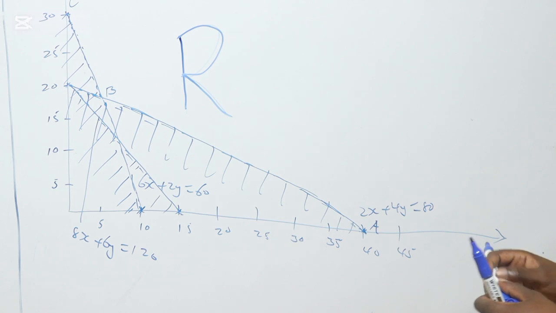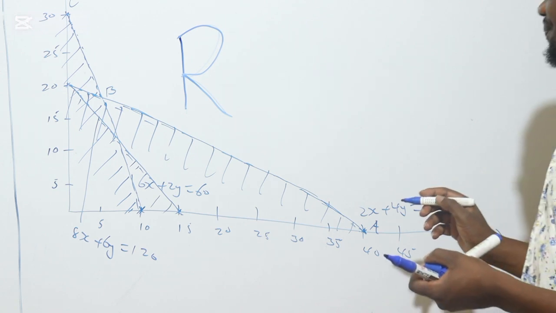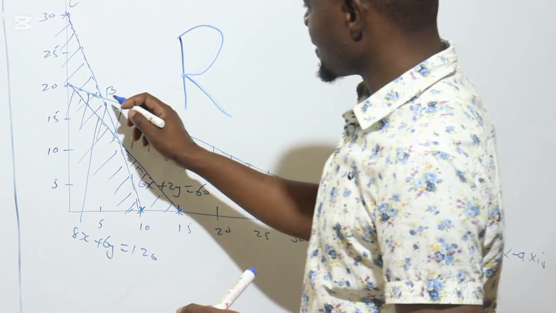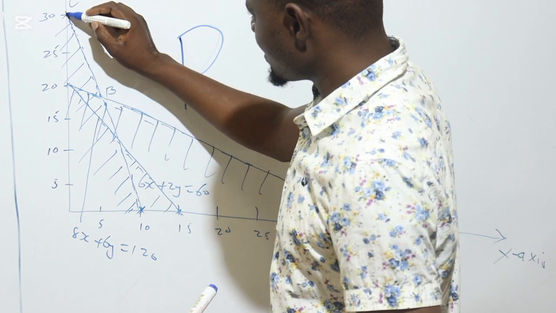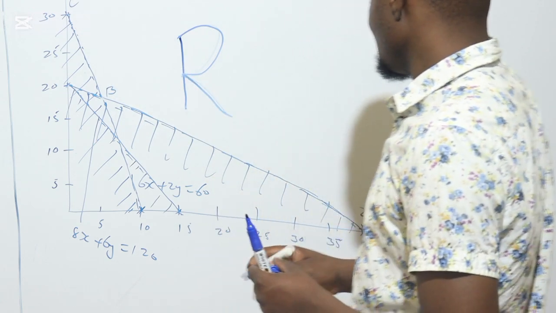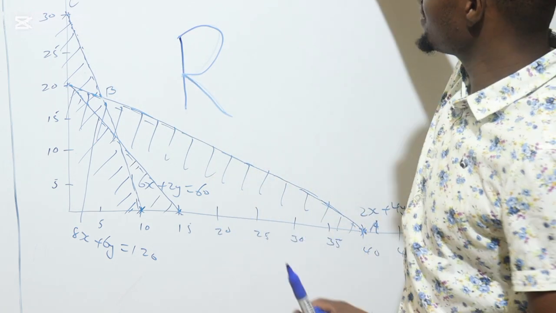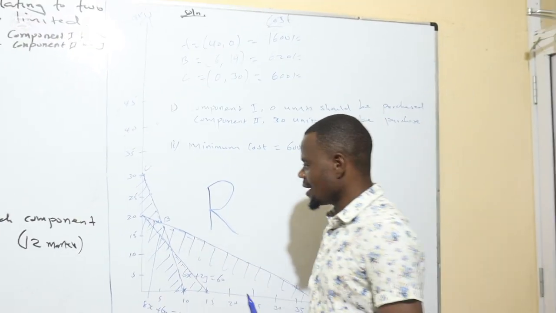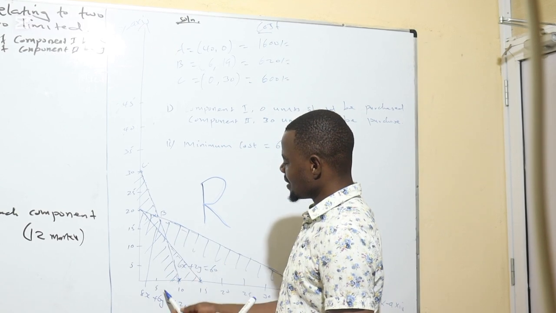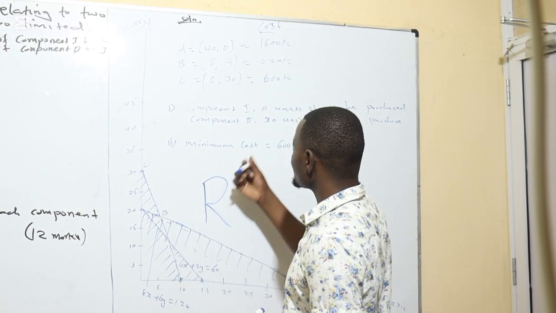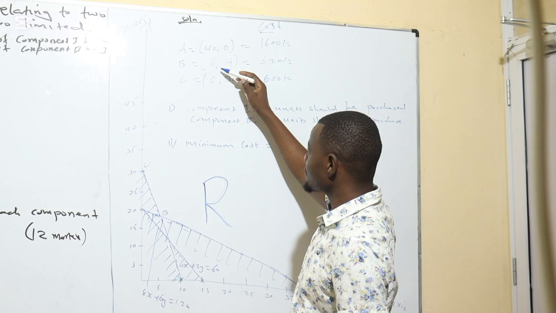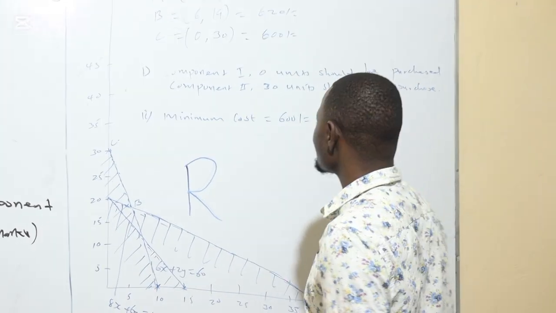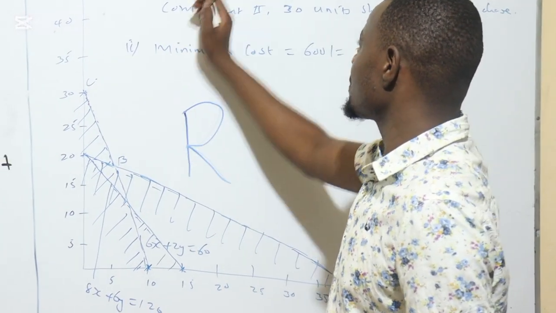Now let's find the corner points. The first corner is here. I've marked it A. This is the second one, B, and this is the third one, C. At A, the coordinate is 40,0. At B, I don't have a graph, so I've just estimated, but once you draw it, you'll find exact values in your graph. I've estimated it to be 6,19. And at C, it is 0,30.